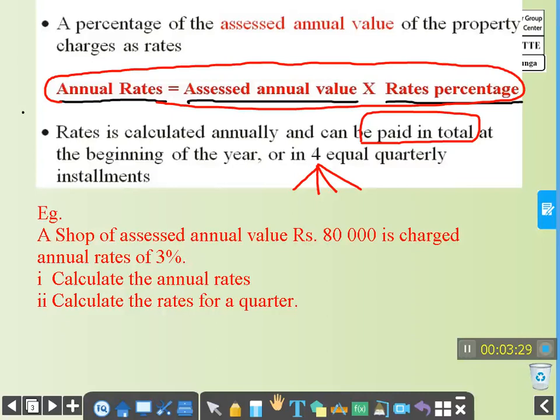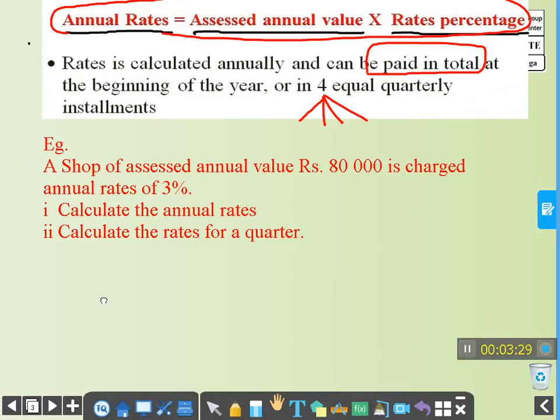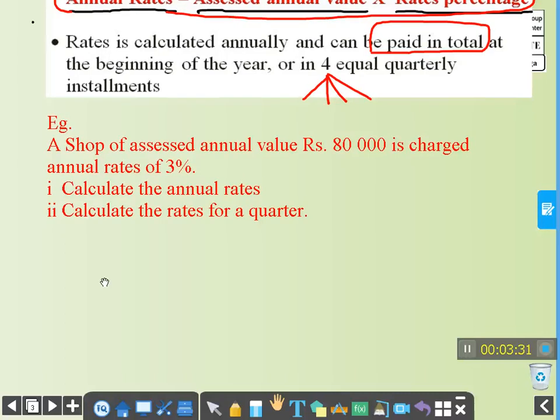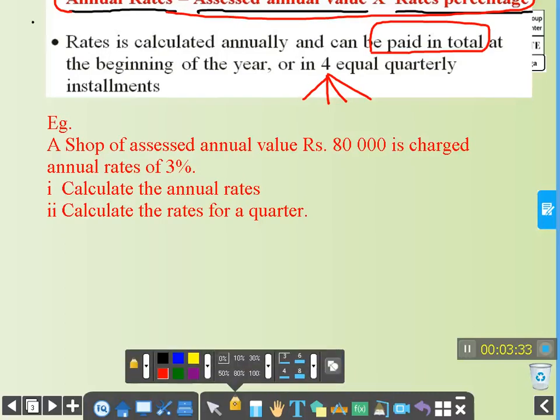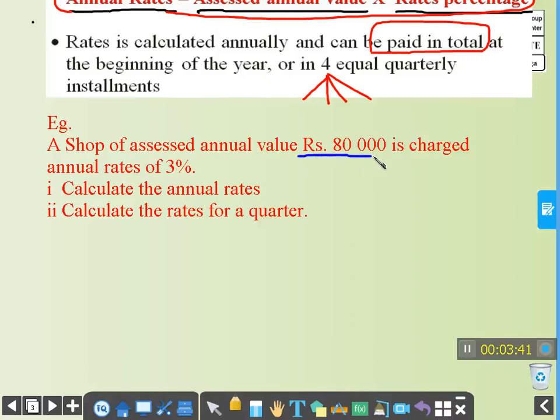Now we'll practice a little question about the rates. Look at the example. A shop of assessed annual value of 80,000. So annual value is 80,000. Is charged annual rates of 3%. So they charge 3% of tax as rates. So the first question is, calculate the annual rates.